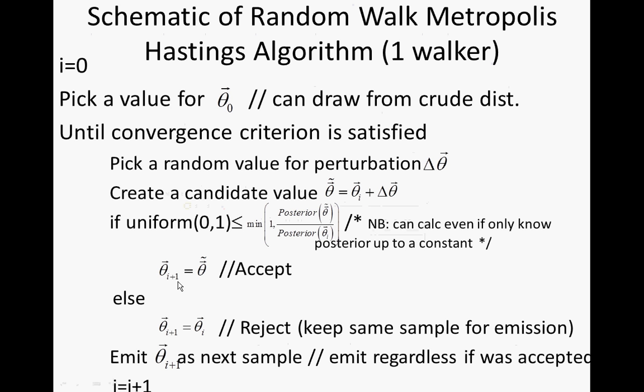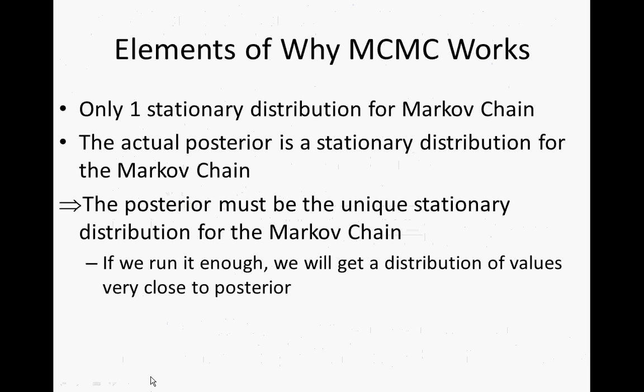So why does MCMC work? Well, there's a whole theoretical edifice built around this that I don't have time to explain here. But fundamentally, there's only one stationary distribution for the Markov chain. The actual posterior is a stationary distribution, and therefore it must be the unique one. So if we run this algorithm far enough, we'll get a distribution of values very close to the posterior.